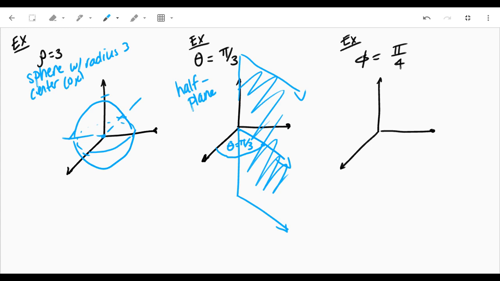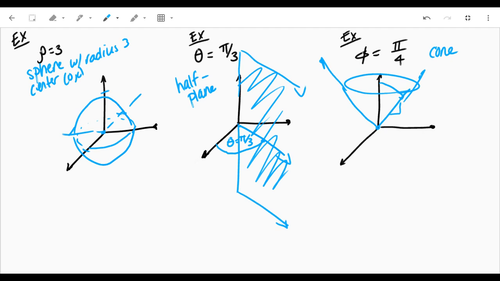Now phi equals pi over 4. That means that we are always at an angle of pi over 4 from the z-axis, all the way around. So this is an interesting one. This is a cone, and it has the vertex of the cone at the origin. It would go on forever too. And that angle along the side would be like a 1-to-1 angle there. So let's make sure we can visualize those, and that those constants make sense.